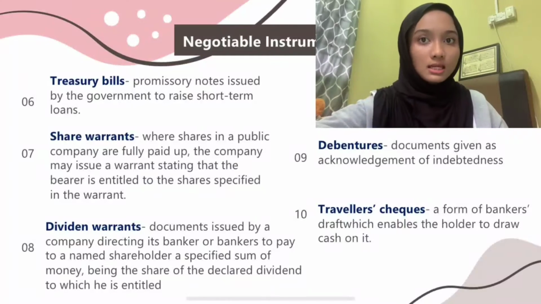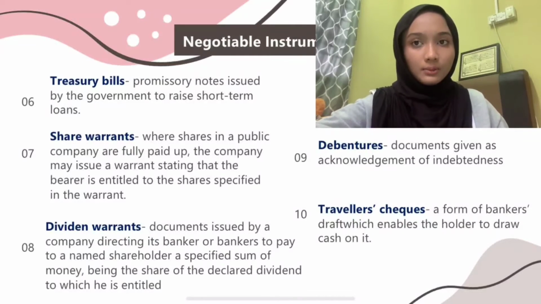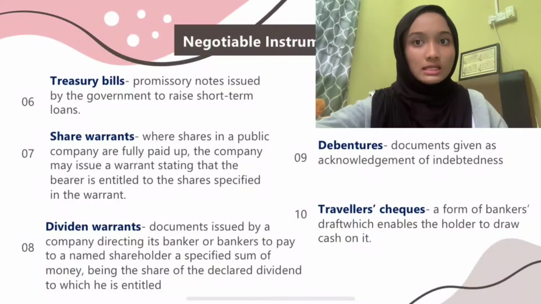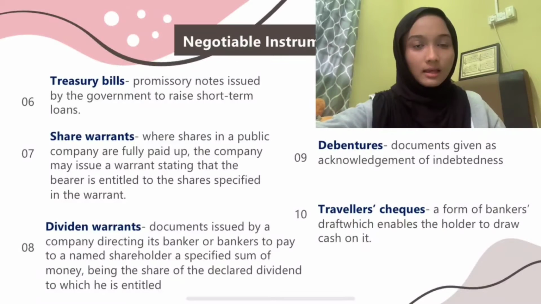Share warrants, where shares in a public company are fully paid up, the company may issue a warrant stating that the bearer is entitled to the shares specified in the warrant. Dividend warrants is a document issued by a company directing its banker to pay to a named shareholder a specified sum of money, being the share of the declared dividend to which he is entitled. Debentures is a document given as acknowledgement of indebtedness. And the last one is traveller's checks. It is a form of banker's draft which enables the holder to draw cash on it.